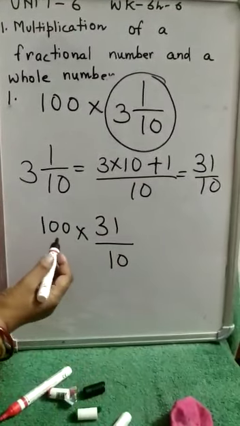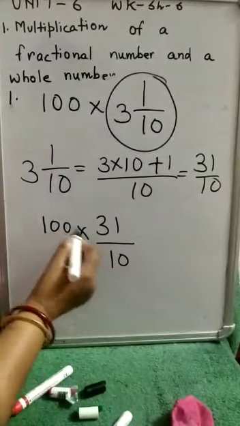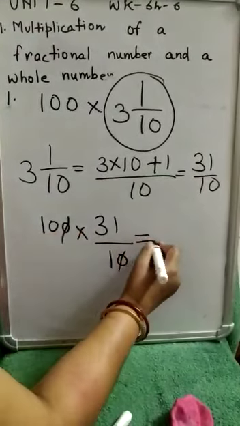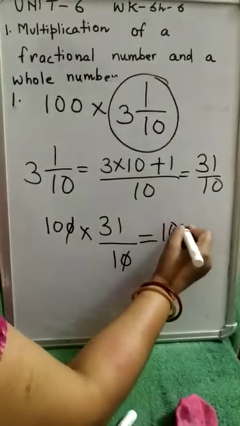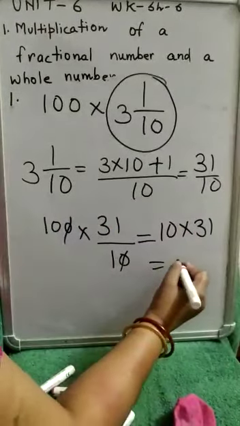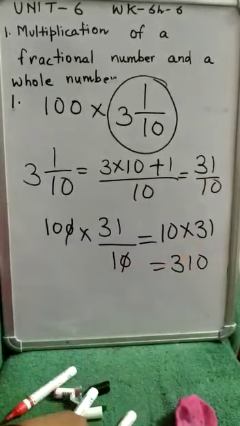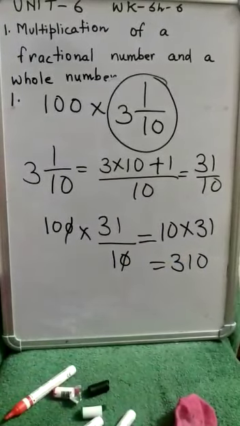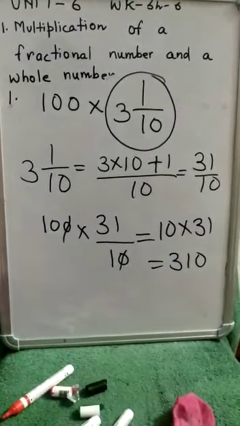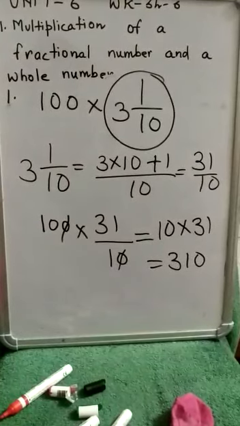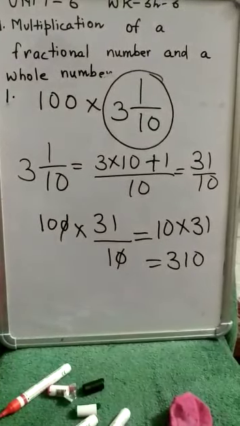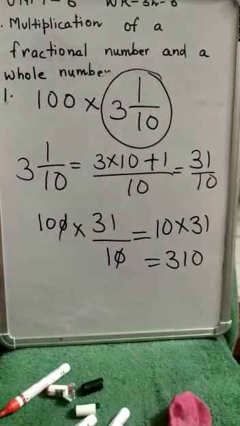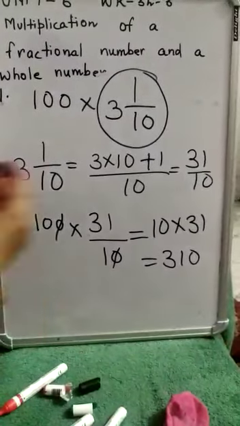Now here all of you see that we can do the division also. 0 will be divided, discard. So here the answer is equal to 10 into 31, that is 310, right children. Now let us take another example.